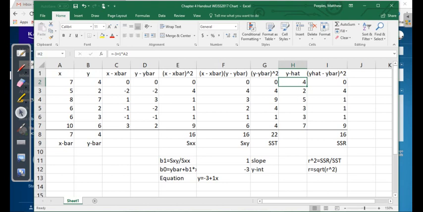I took my equation, and I'll show you how I typed in this first one. I took my equation, negative 3 plus 1, which was my slope, times the x variable. So I go over here to x, which is the x value in my table, and I just multiply that in. And I copied that formula all the way down. So these are the predicted values based on our equation. If we have 7 hours of sleep, we should get a 4. If we have 5 hours of sleep, we should get a 2. If we got 8, we should get a 5.